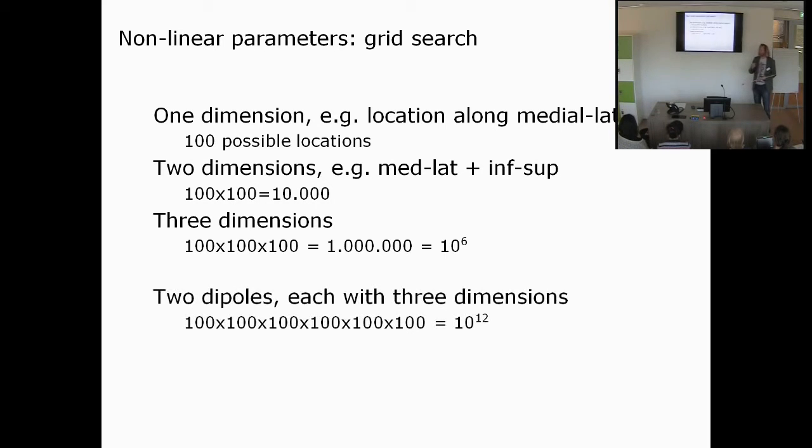But the problem arises if we have two dipoles. Because then suddenly we have 10 to the power of 12 different configurations that we have to consider. So it's not 20 minutes anymore, it's an infinite amount of time. So that means that using a grid search approach, we cannot locate multiple sources. We can only locate a single source. And that's why for source models with multiple sources, we need another strategy.